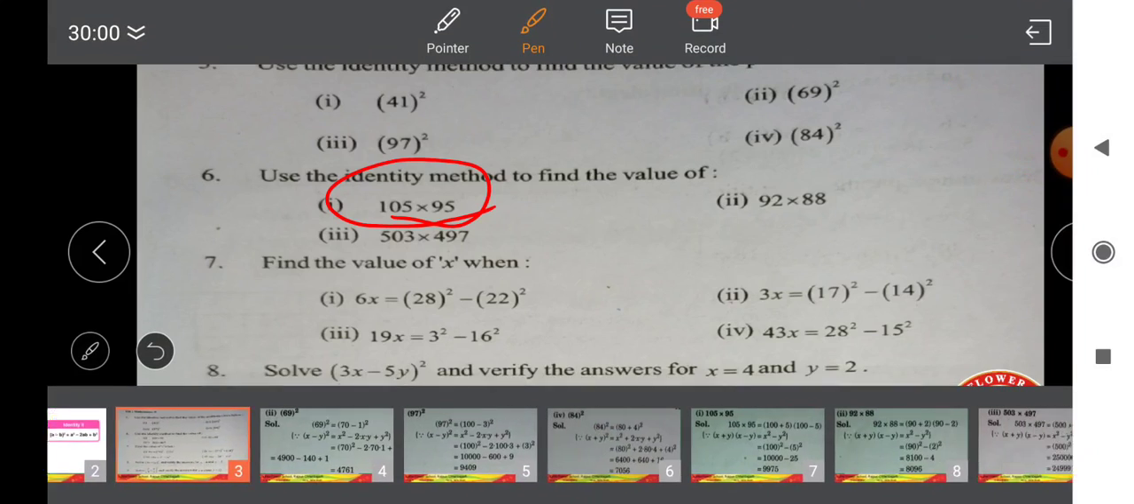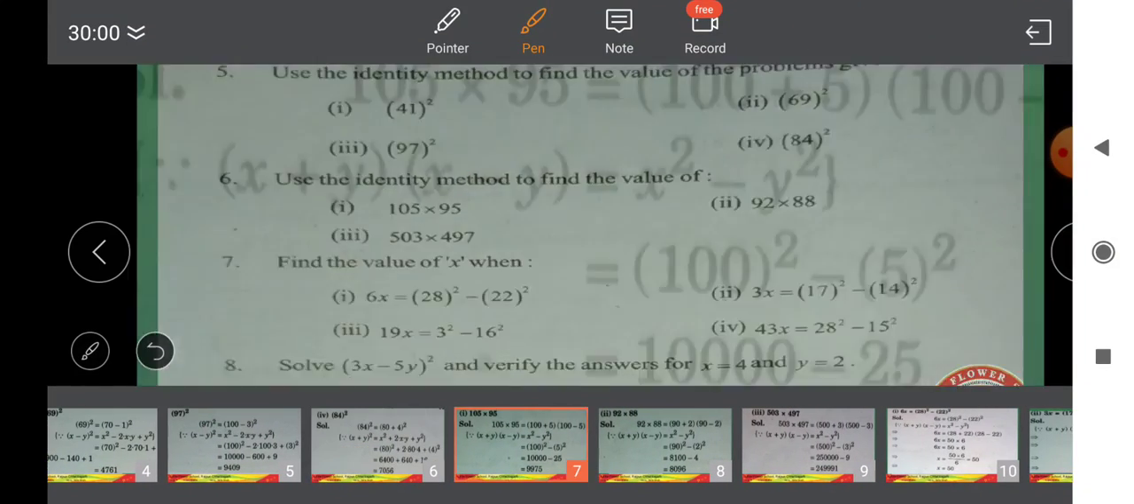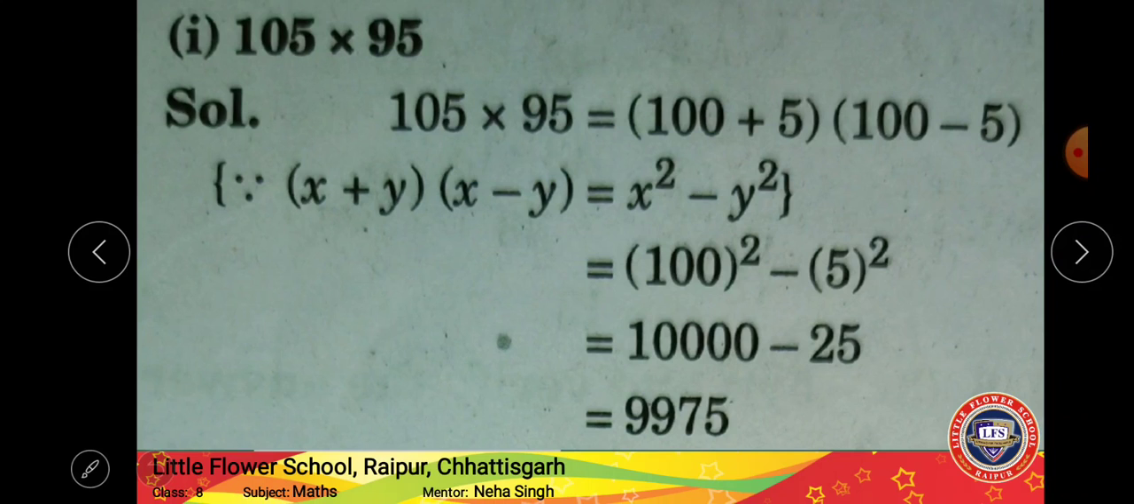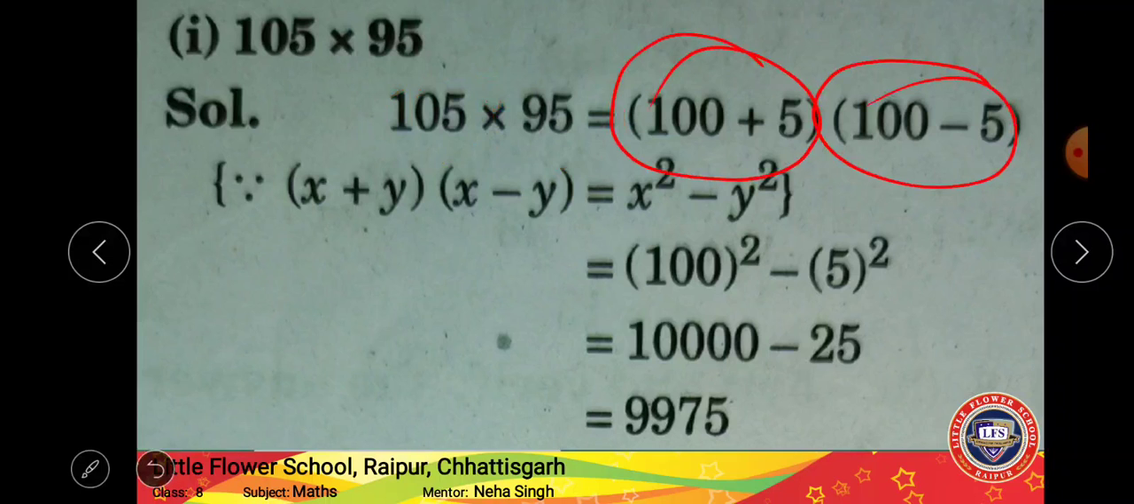So let us see how we are going to solve this. 105 into 95. See, is there anything common? Can I write it as 100 plus 5 and 100 minus 5, right? So this relation only we need to find for the given question, right? 100 plus 5, 100 minus 5. Now we can see this is the formula for (x plus y)(x minus y), or (a plus b)(a minus b), which is a square minus b square, or you can say x square minus y square. Both the formulas are same, right?